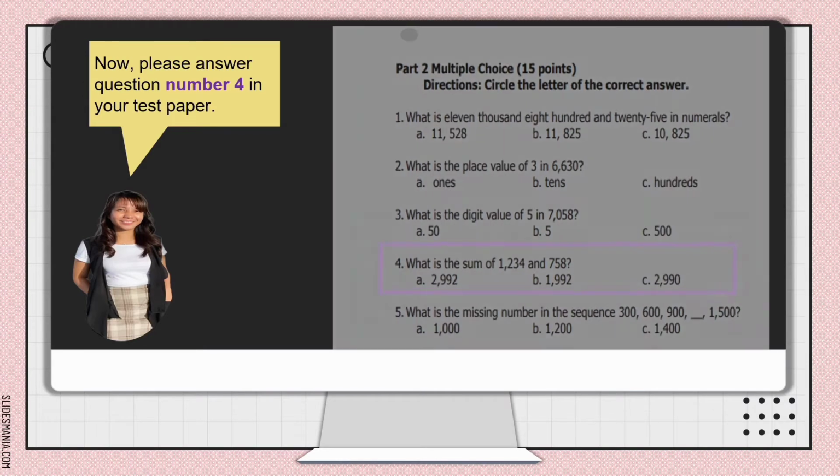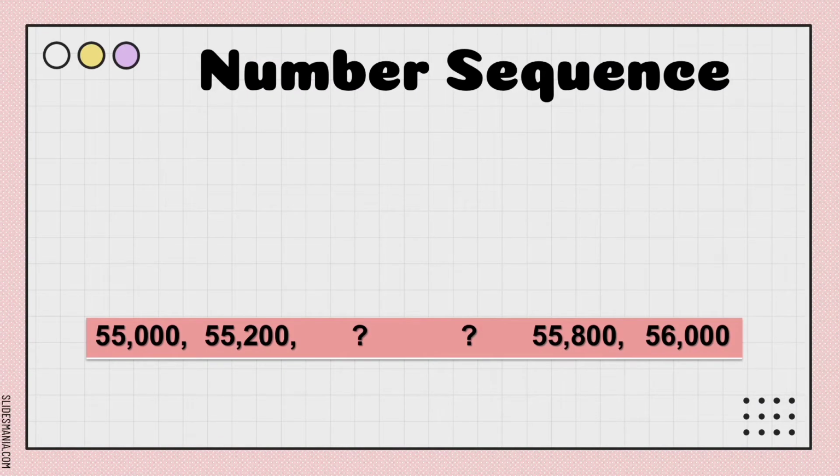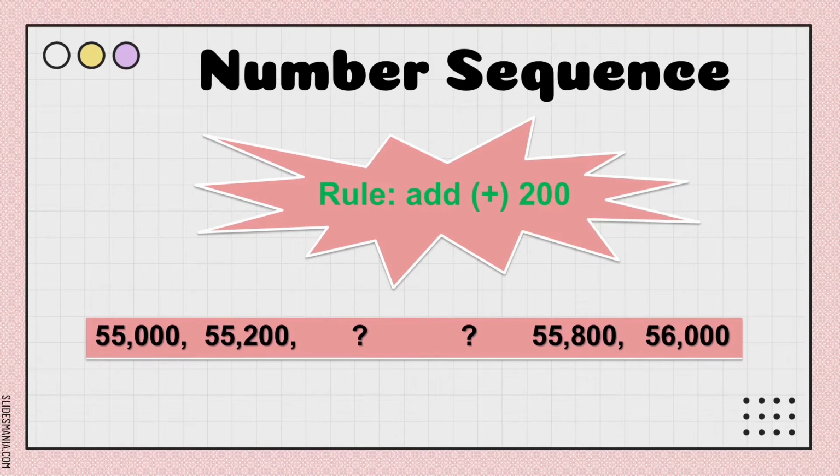Okay, now let's proceed. Number sequence. You have to know the rule so that you can fill in the missing number in this number sequence. The given is, we start from 55,000, then 55,200. Can you see the pattern? What did we do here? Okay, we add. How about here? From 55,800, and then it becomes 56,000. Just the same, add 200. So the rule is to add 200 every time.